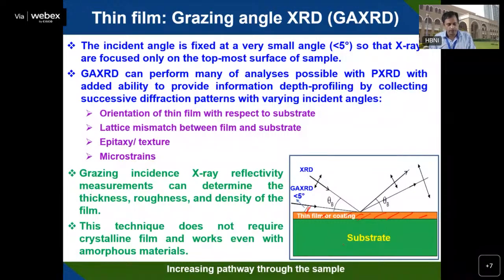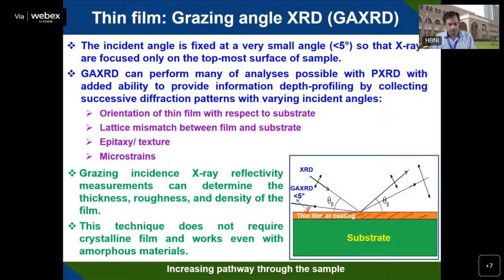So it will give information about lattice mismatch between substrate and your film. Your substrate has a defined lattice structure and the film has a defined lattice structure. Those differences you can find out, and you can see the microstrain, how strain builds up at the interface, as well as the orientation of the thin film, whether it's oriented in a particular direction or randomly oriented. And you can see whether the proper structure, epitaxy, grows on the film surface.